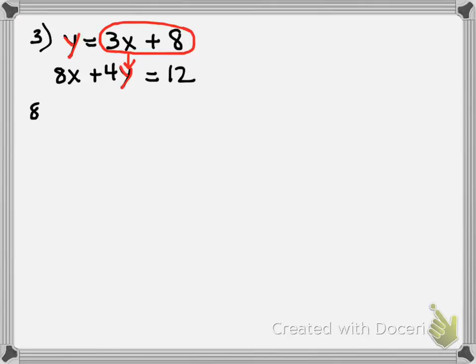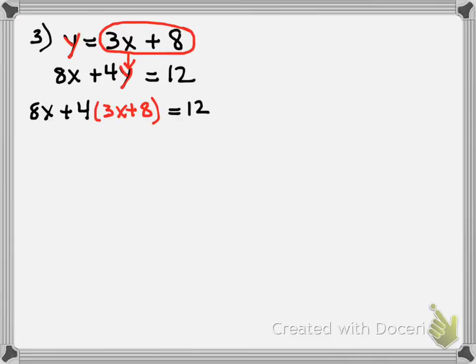I still have 8x. I still have plus. I still have 4. You can stop tapping. But instead of writing y, I'm going to write 3x plus 8. And then I write out the rest of the equation.